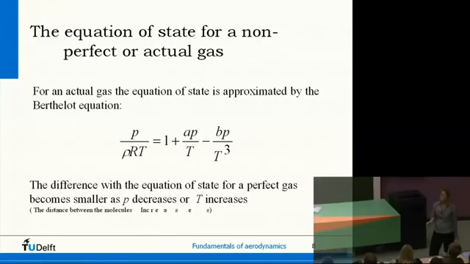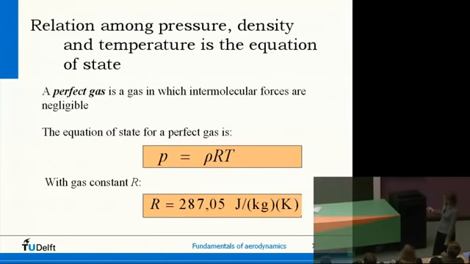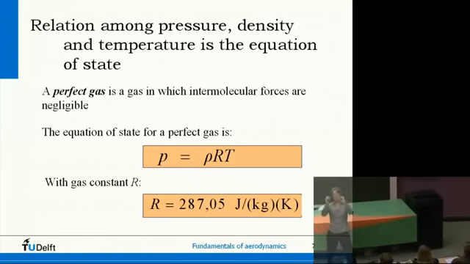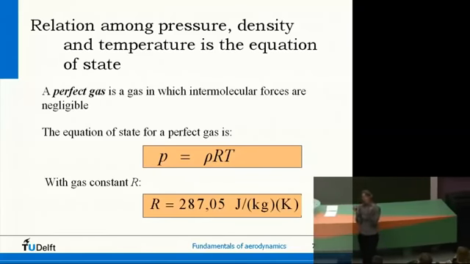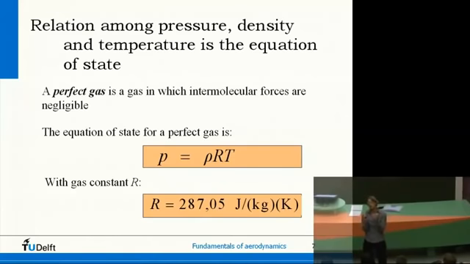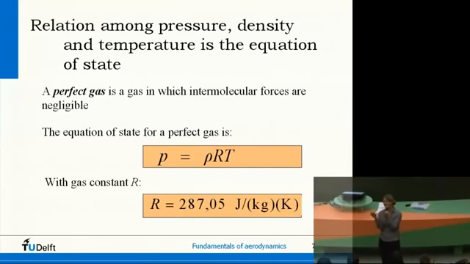And what is the difference? Well, the previous equation of state is the equation of state for a perfect gas. And what is the definition of a perfect gas? A gas consists of molecules. In a perfect gas, these molecules don't notice each other, so the intermolecular forces between the molecules in the gas are negligible. And that is true for any normal gas at sea level, normal conditions.